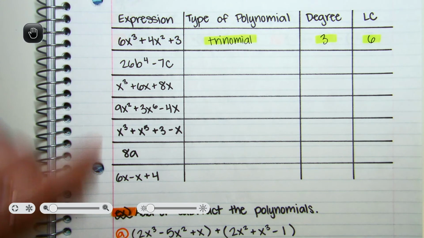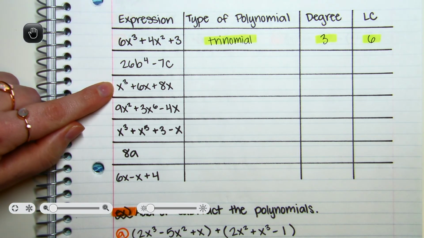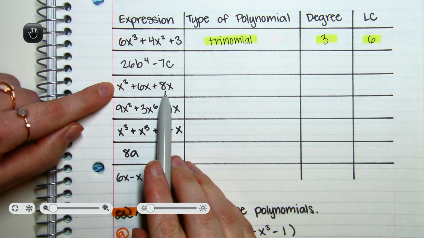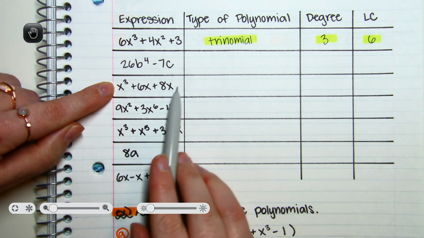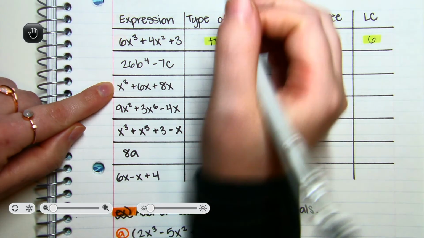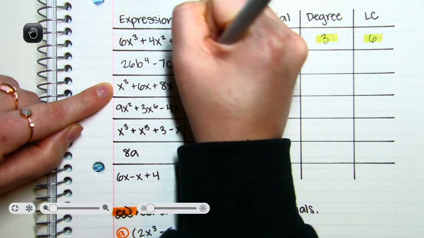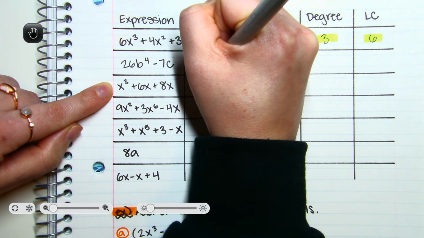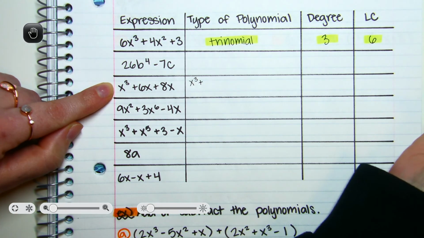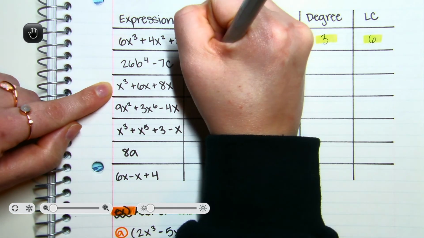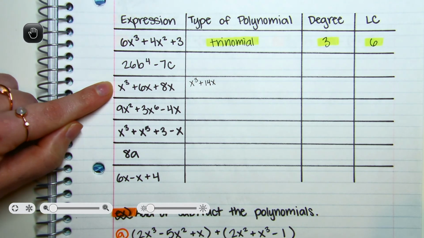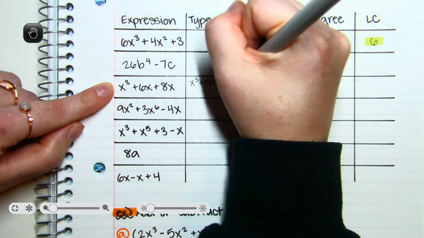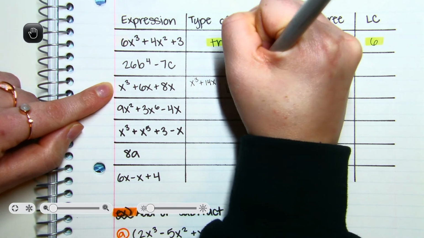Let's try another one. I'm going to skip down to this one. Now this one is a little bit trickier. It's x cubed plus 6x plus 8x. But the 6x and 8x are like terms. So this is actually like saying x cubed plus 6x plus 8x is 14x. So this is actually only 2 terms, which means it's a binomial.